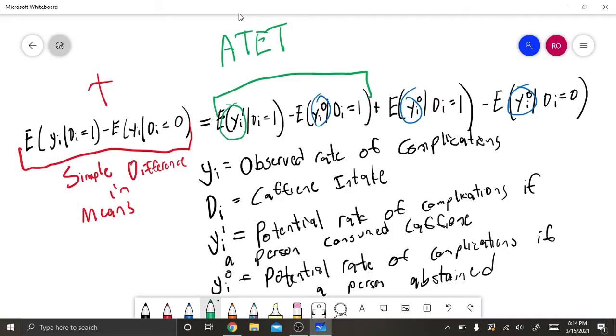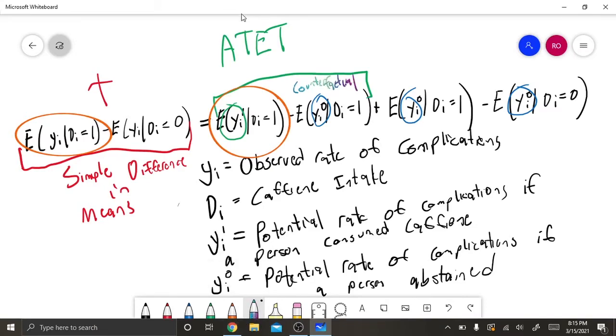Well, this is the potential rate of complications if people consumed caffeine for the people who actually did consume caffeine. So we know that. This term here is actually the same thing as this term here. All right, we just rewrote it in potential outcome notation. So we know this. This term, on the other hand, is a counterfactual, right? We'd have to look into another universe where all the people who drank caffeine didn't, and then observe what their rate of complications would be. So this term right here is a counterfactual. We don't know it.